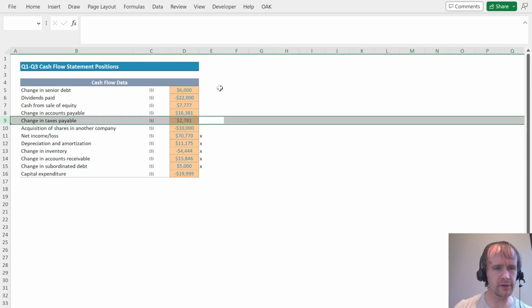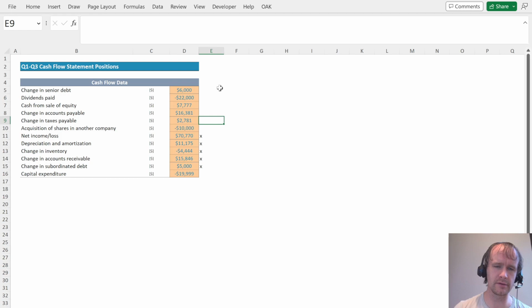Acquisition of shares will be financing activities. Change in taxes payable, I guess that is an operating activity. Oh boy, change in accounts payable. Yes. Oh, sorry, I marked this one as I was looking at all the changes, thinking they were all working capital, but that one's not. Oh god, cash from sale of equity would be an investing activity. Dividends paid would be an investing activity, I guess. Change in senior debt. Okay, so operating cash flow should be the net income.